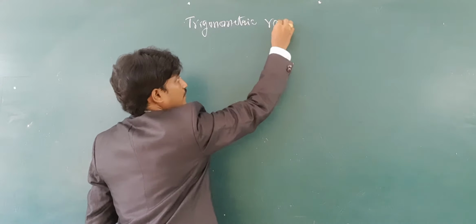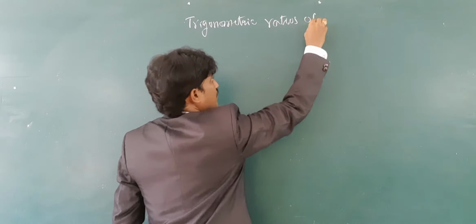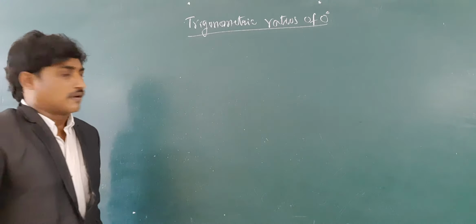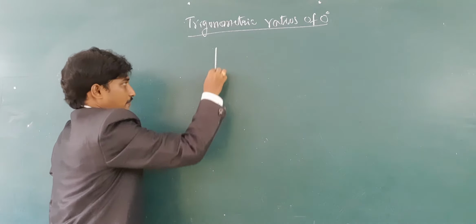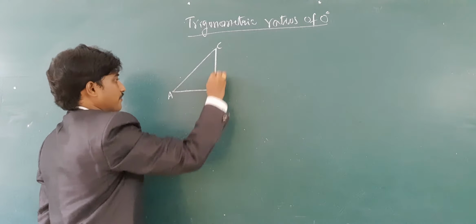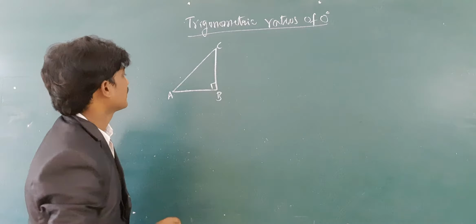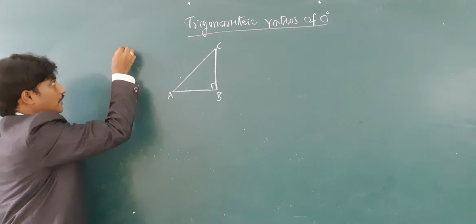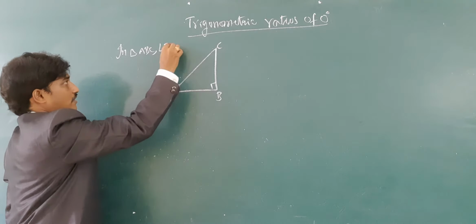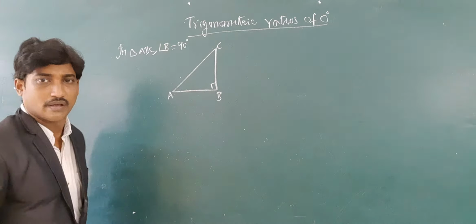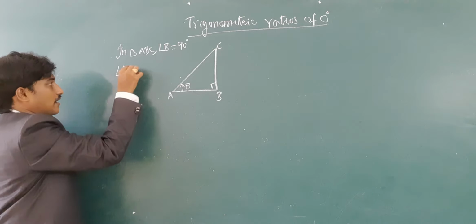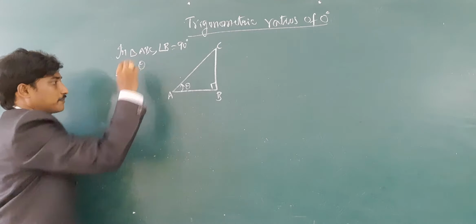Trigonometric ratios of 0 degree. I'm going to take a right angle triangle ABC. In triangle ABC, right angle is at B. Angle B is 90 degree. Taking measure of angle A as theta. Angle A is equal to theta.